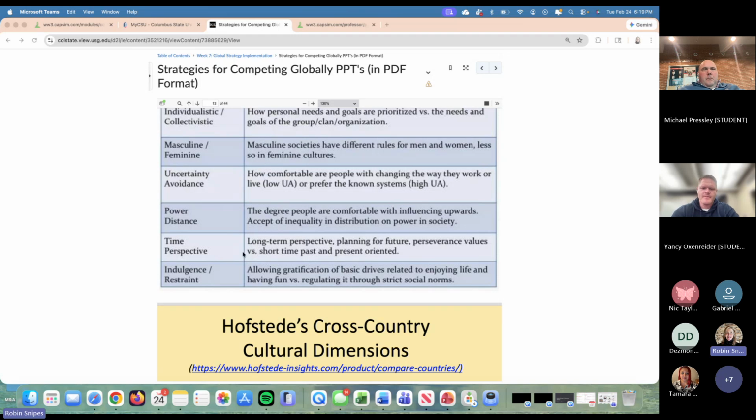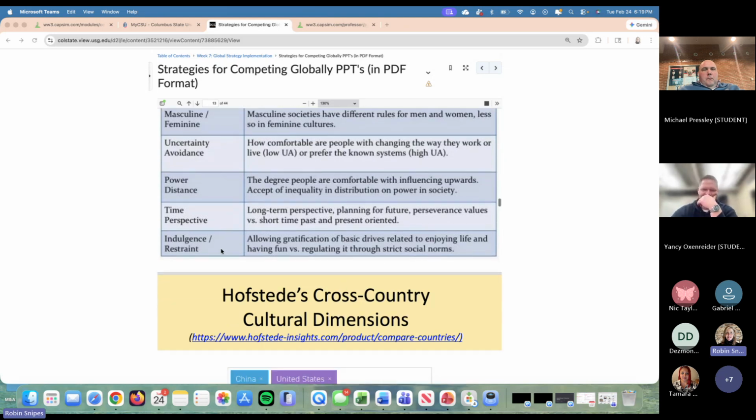Our time perspective is whether we tend to be more long-term in our orientation or short-term in our orientation. And then one that's, I think, very much related to time perspective is what we call indulgence or restraint, which is whether we want instant gratification or are willing to work towards a long-term goal and put off gratification so that we can get the job done.